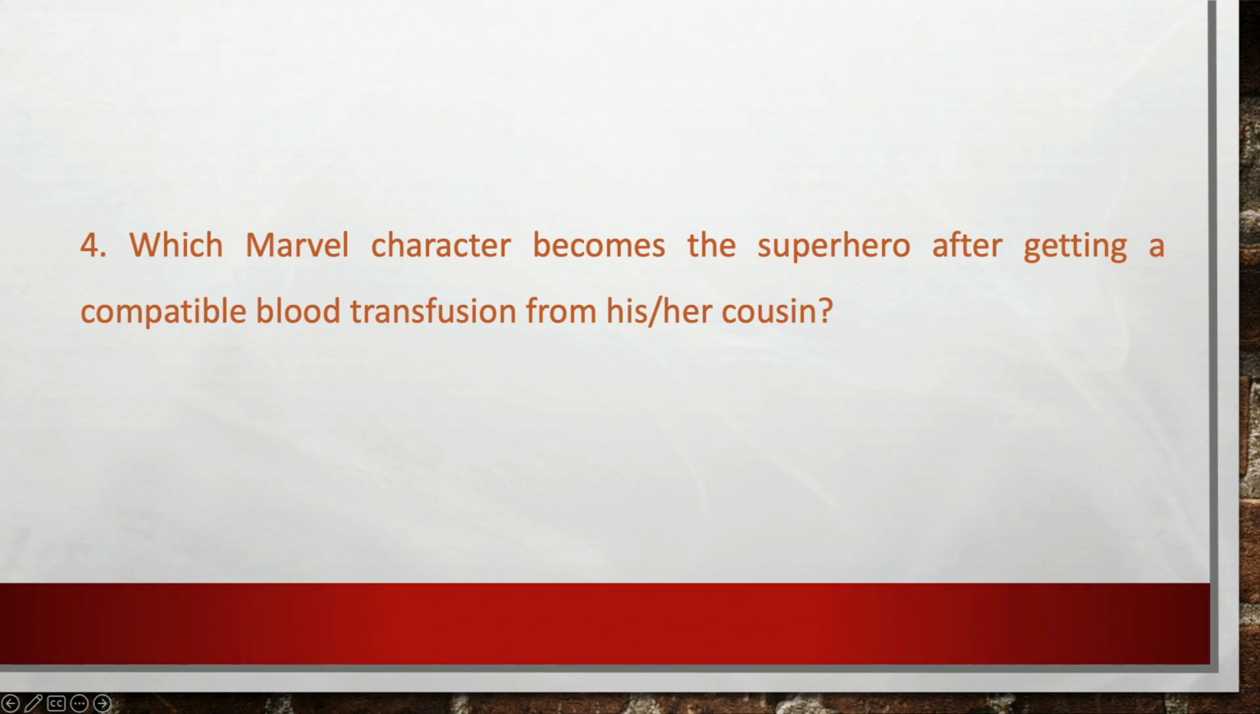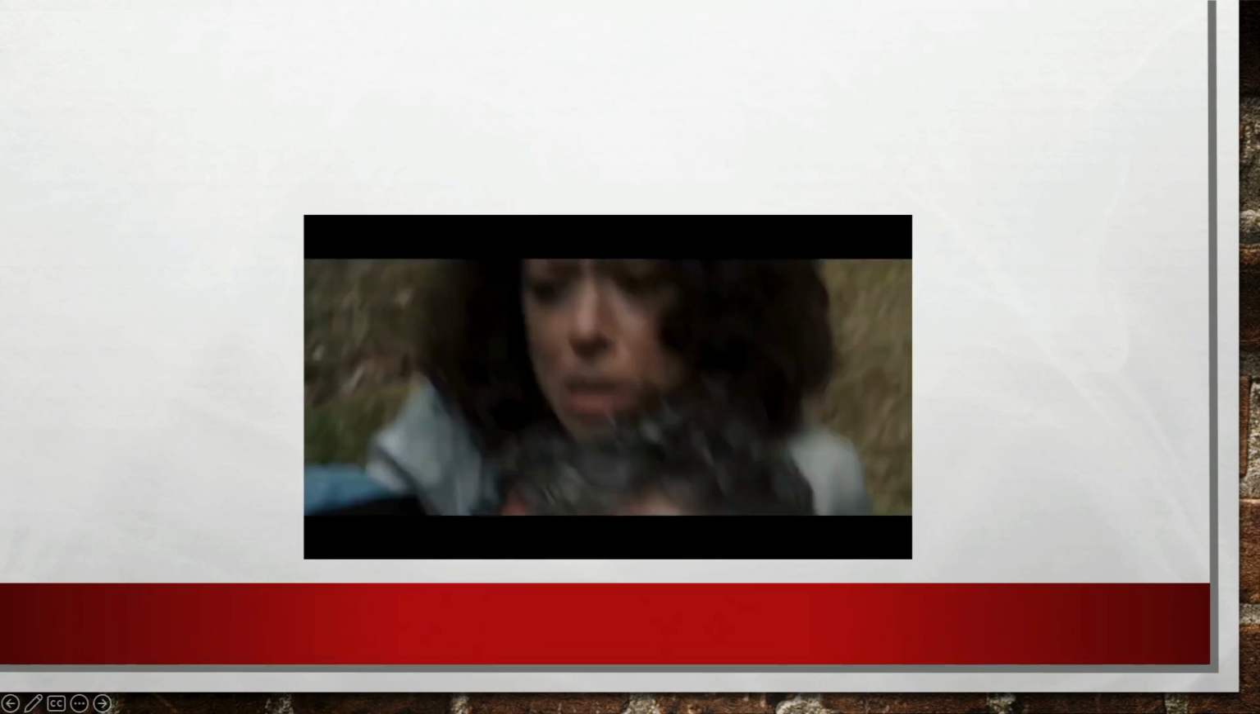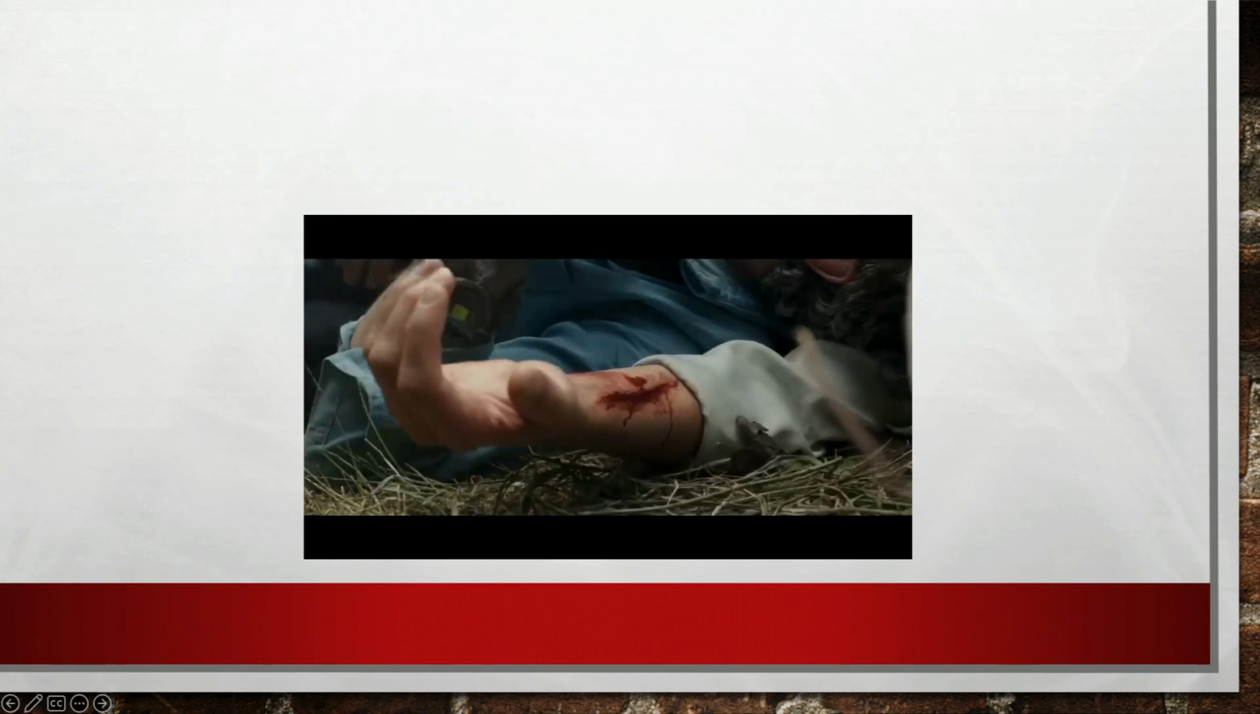Marks for the audience only. Group number 4 and 6? Minus 2.5 or minus 5? I think we want to promote the buzzer in this round. Okay, minus 2.5. The next question: which Marvel character becomes a superhero after getting a compatible transfusion? She-Hulk. This is the question. Is there a right answer? First right answer of this. Inhibitor.